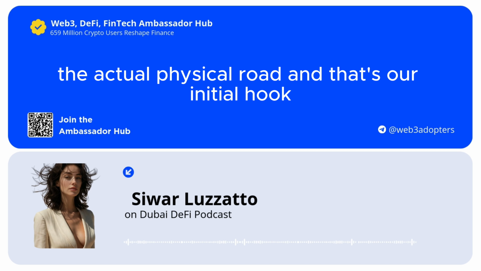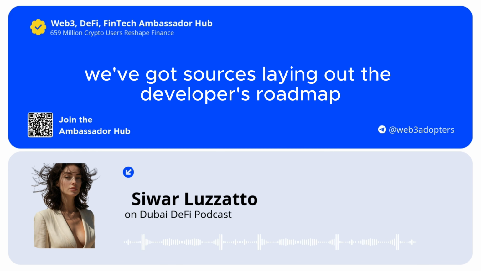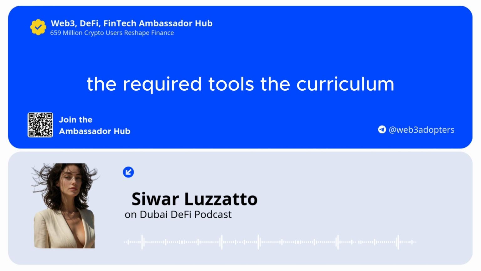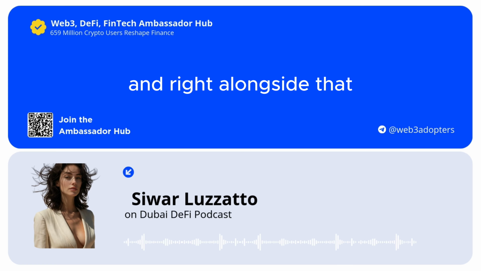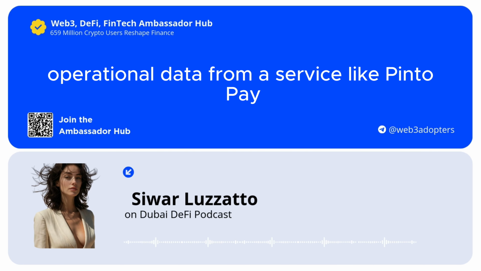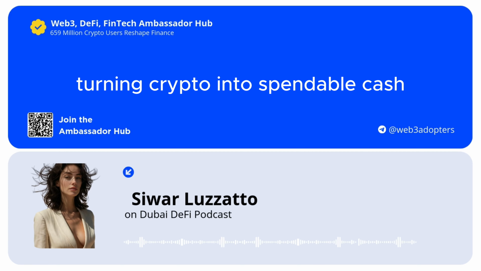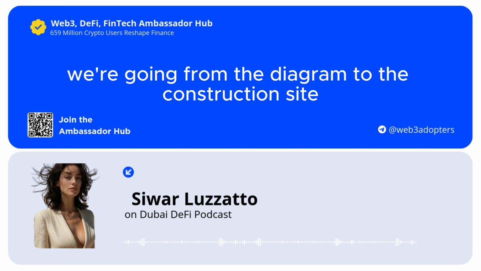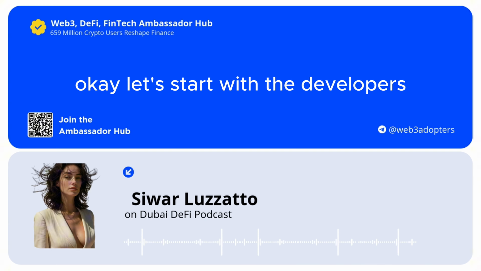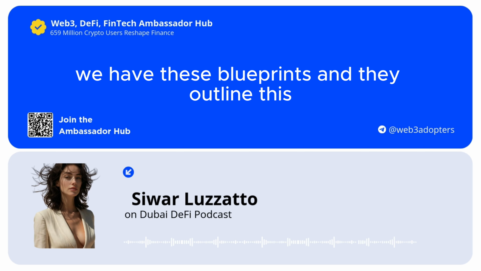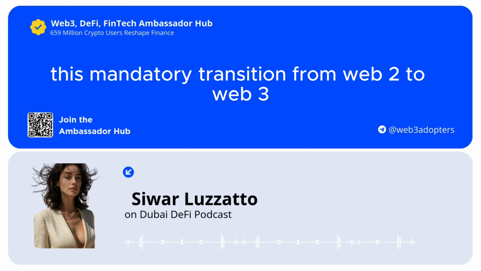And that's our initial hook, that direct link. We've got sources laying out the developer's roadmap, the required tools, the curriculum, and right alongside that, operational data from a service like PintoPay, which is actively turning crypto into spendable cash. We're going from the diagram to the construction site. Okay, let's start with the developers. We have these blueprints, and they outline this mandatory transition from Web 2 to Web 3.